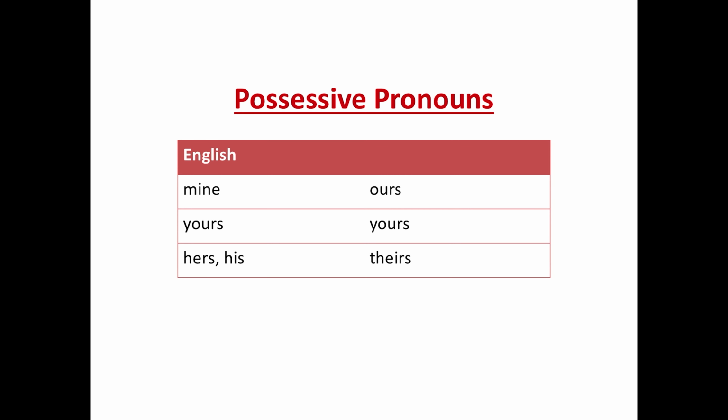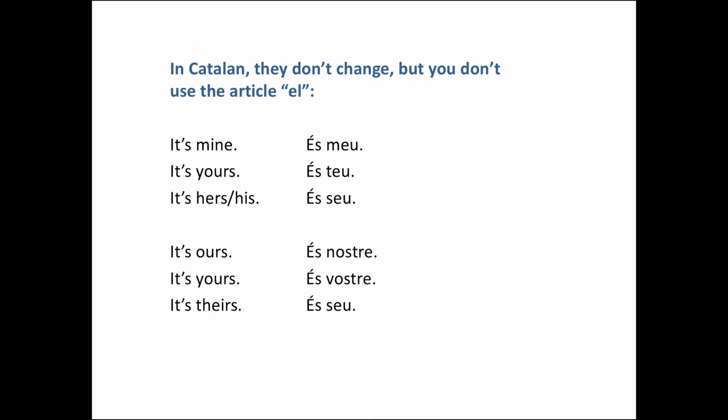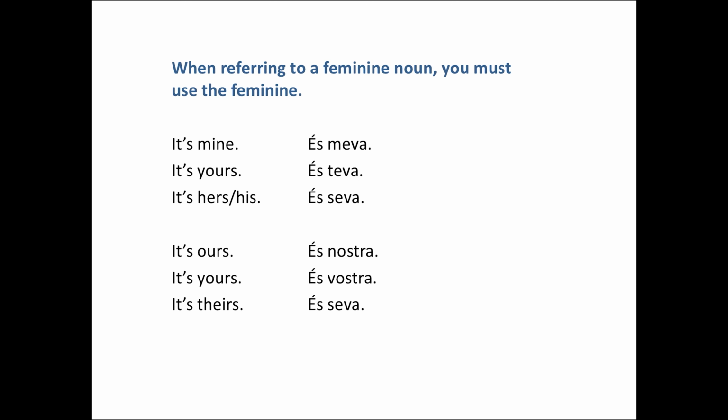Now let's look at possessive pronouns. The possessive pronouns in English are mine, yours, his, hers, ours, yours, theirs. In Catalan, they don't change like they do in English, but you don't use the article, el in this case. És meu, és teu, és seu, és nostre, és vostre, és seu. When referring to a feminine noun, you must use the feminine. So, és meva, és teva, és seva, és nostra, és vostra, és seva.